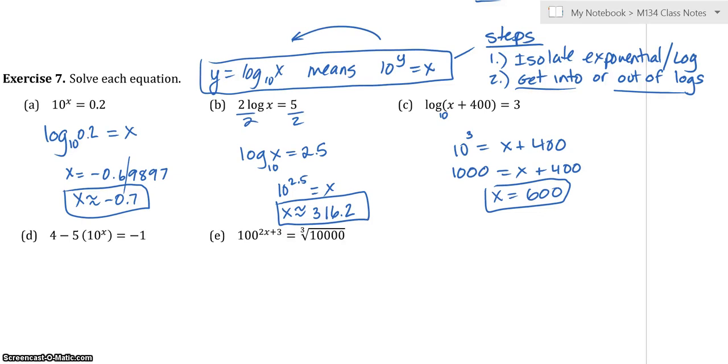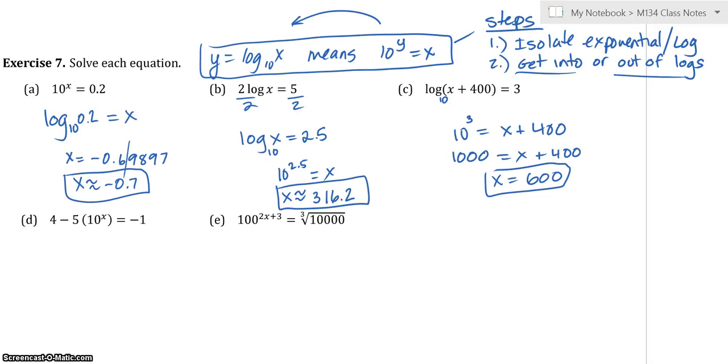If you got D and E, continue on. But again, try one more time. If you did not get it, pause it now. See if you can get D or E. Don't forget to isolate first. Isolate, in this case, the 10 to the x. Subtract 4, divide by -5.